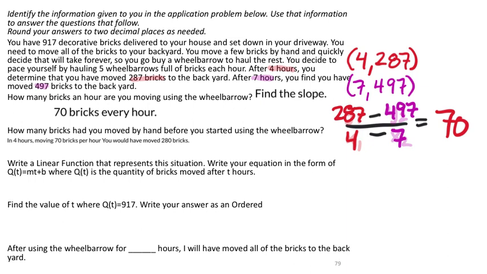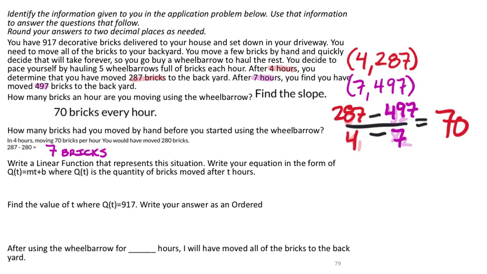Now above it says you moved 287 total bricks. So we're just going to take the 287 and subtract the 280 that we moved with the wheelbarrow, and this will tell us how many bricks were moved before we had the wheelbarrow. So that's going to be 7 bricks. And please don't forget to label your answers for these word problems, okay?